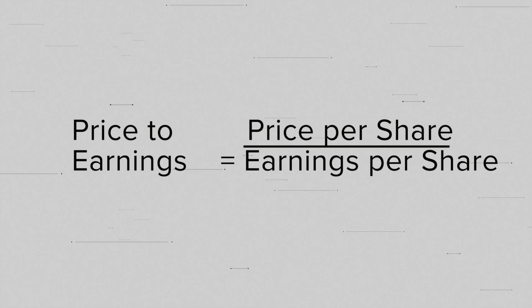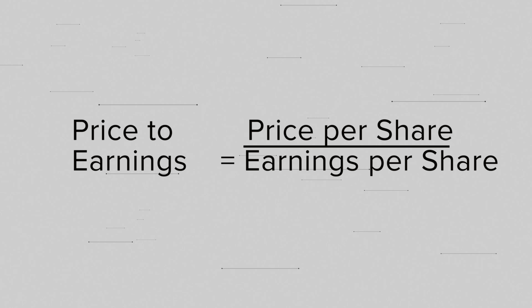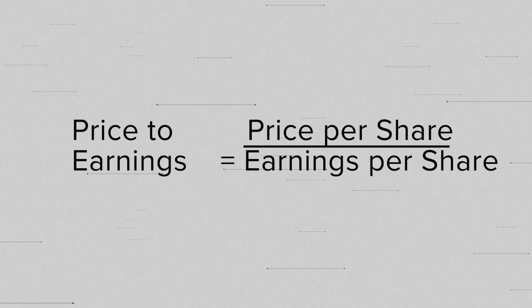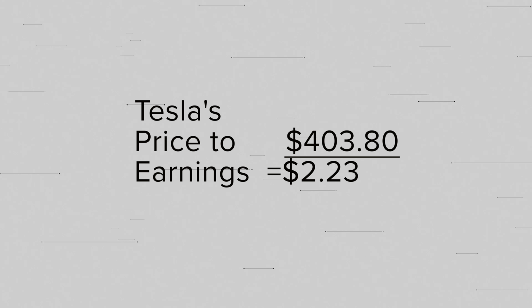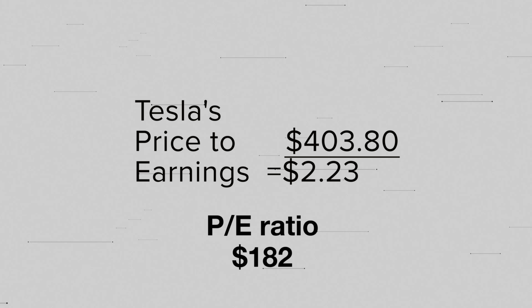Next up is our price to earnings ratio. This is market price per share divided by earnings per share. A higher PE might mean the market expects future growth. A low PE might signal undervaluation or declining confidence. When pulling 2024 numbers, Tesla's stock price was $403.84, and this means that Tesla carried a PE ratio of roughly 182 at the end of 2024.